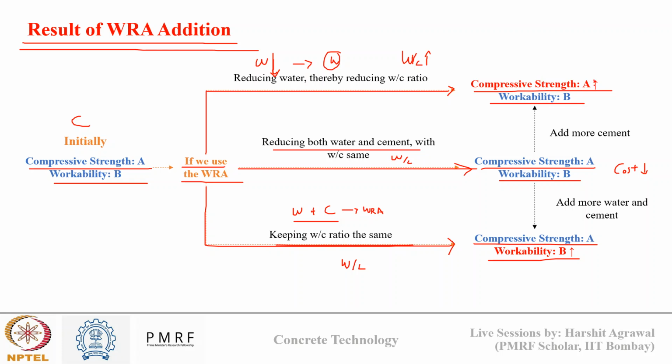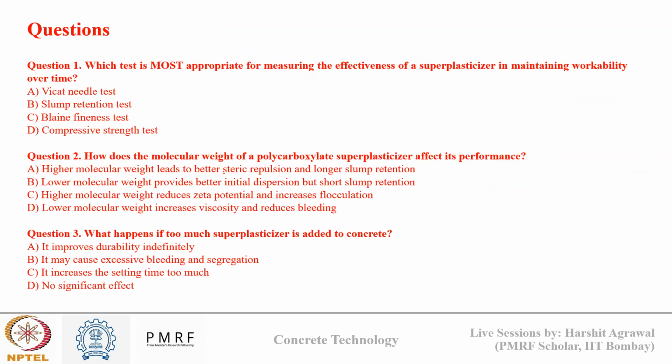Either I can increase the compressive strength and maintain workability, or I can maintain the compressive strength and increase workability, or I can maintain both compressive strength and workability and decrease the cost of the construction. Okay, so in this way we can use water reducing admixture in different ways. Now based on the discussion of these water reducing admixtures, just try to answer these three simple questions. And in the meantime, if you have any doubts regarding the discussion that we had till now, you can ask.